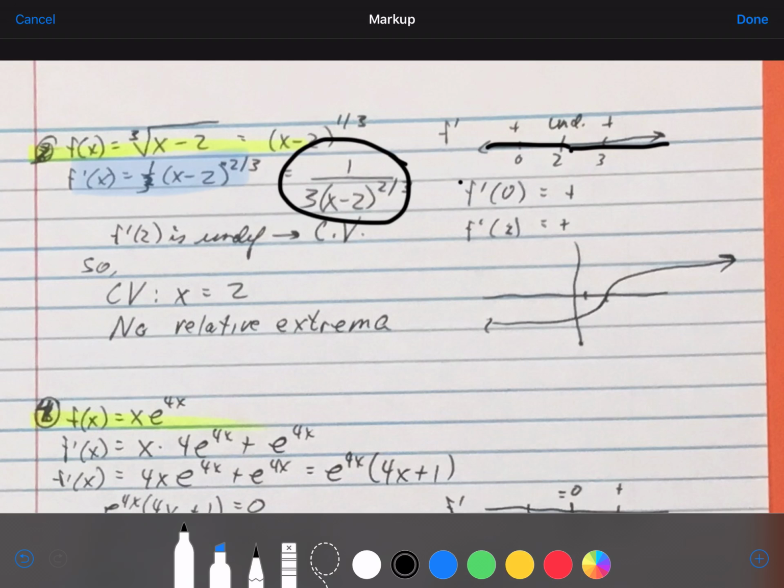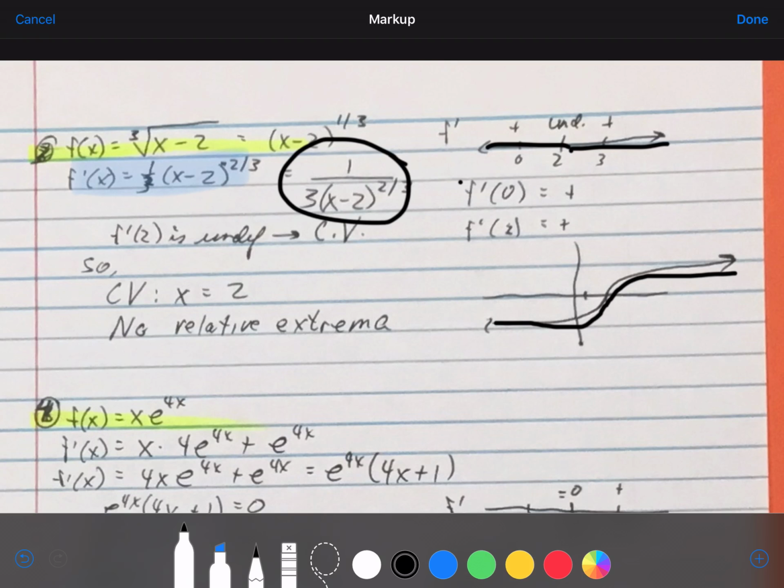And there's the graph of the function. I went ahead and included it in this case. This is our function, cube root of x minus 2. But we have a function that is increasing up to 2, and then we're increasing again on the other side of 2. So there is no critical point here. Right? 2 is still a critical value, but there is no extreme value. There is no relative maximum or relative min because our first derivative did not change sign.